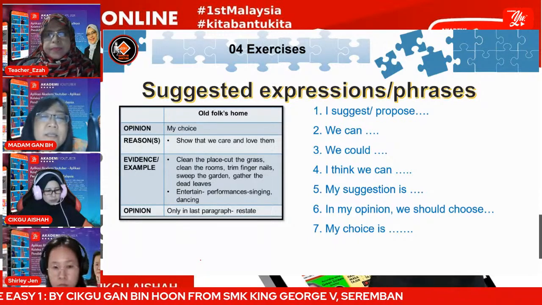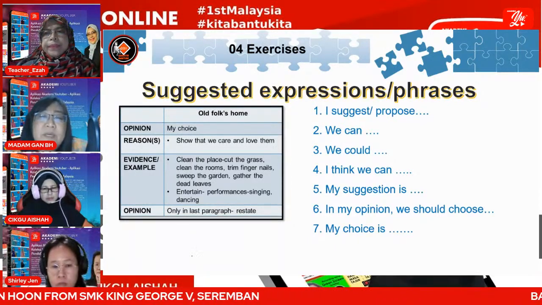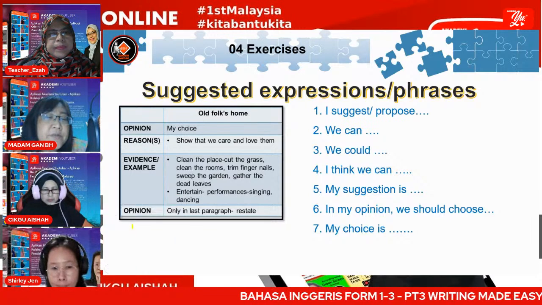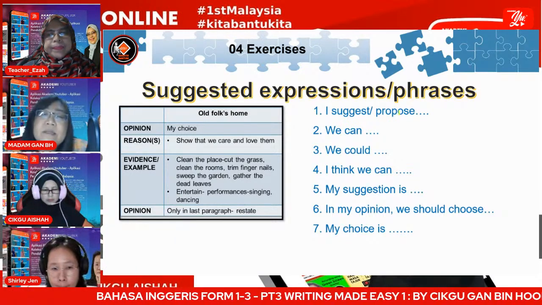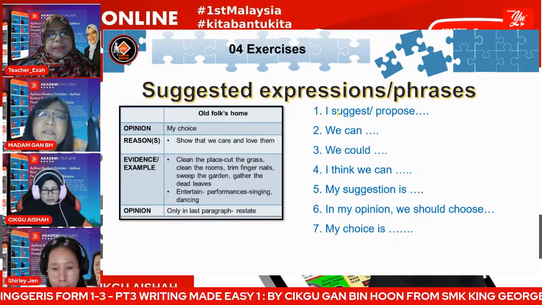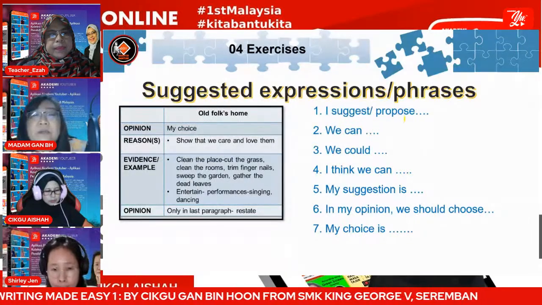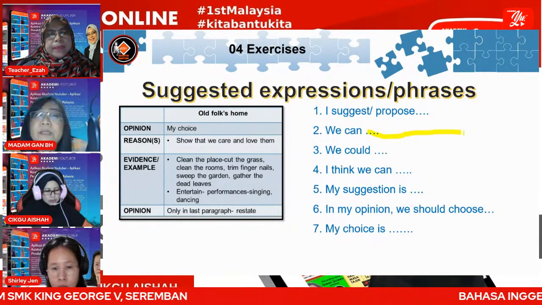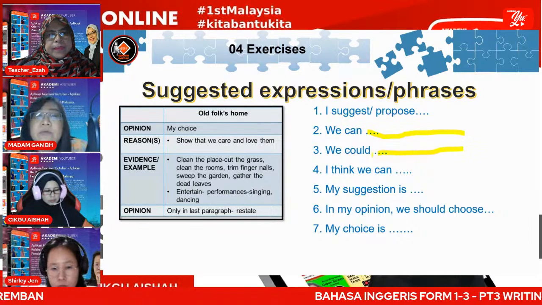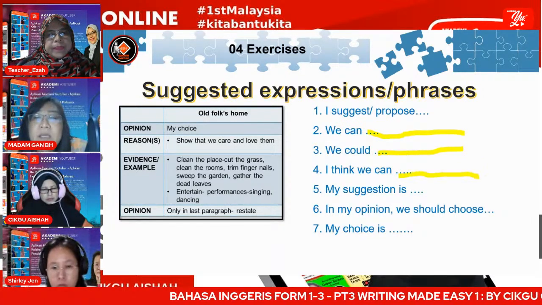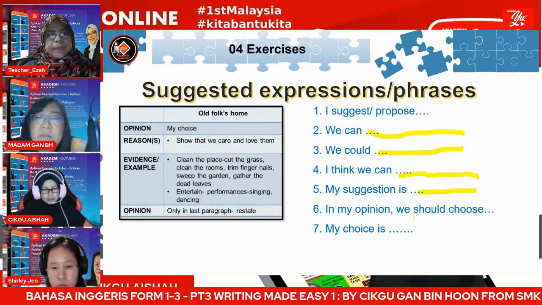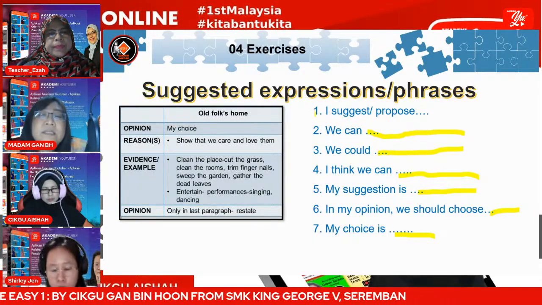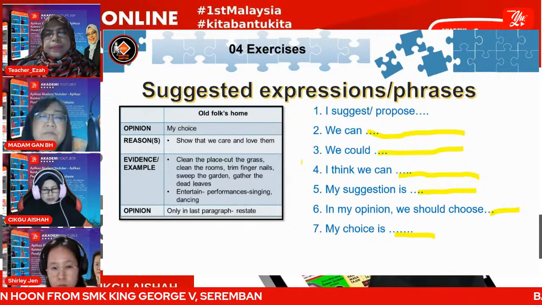Okay, these are the suggested expressions or phrases. First, you can write, okay? So this is for the weaker students or the average students, you can try to memorize the sentence. So you can say, I suggest or I propose. Okay, that's how you write in your message. Or you can say number 2, we can, and then you continue and complete the sentence. Or you can say we could. Okay, we could is a bit more formal. I think we can. My suggestion is, in my opinion, we should choose, or my choice is. Okay, so I've given you 7 expressions or suggestions for you to write.